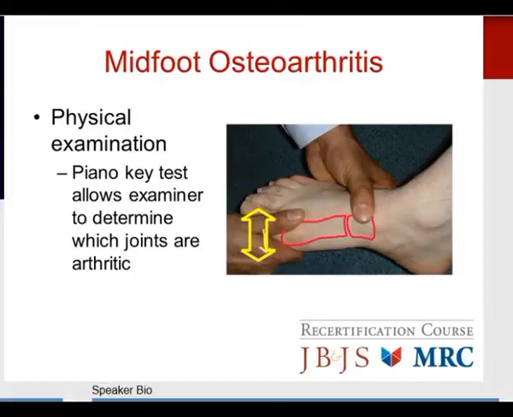In order to assess these columns, we do what we call the piano key test. The piano key test is simple. We take each metatarsal and we move it up and down just like you would a piano key. And that will elicit specific pain at whichever joint may be structurally involved. This is a good test because when you do an x-ray of the midfoot, you see arthritis everywhere and it's hard to discern which joints are symptomatic. The piano key test allows you to do that by testing each joint surface in isolation.